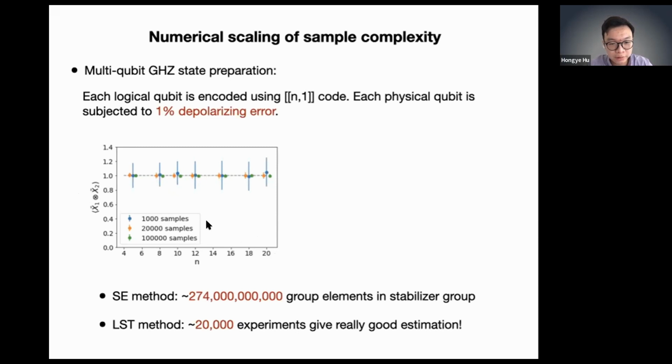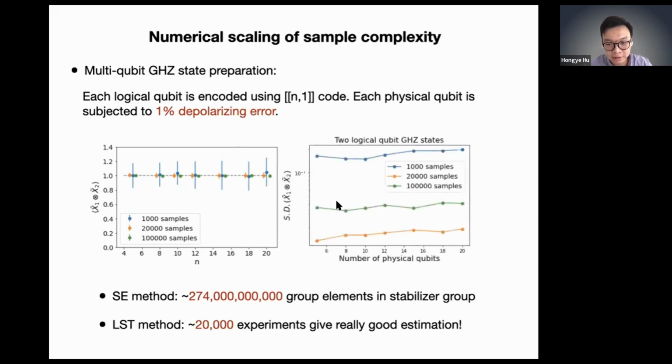However, with logical shadow tomography, we see that with 20,000 samples, this orange dot already gives us a really good estimation, and moreover, the error bar is really small. In addition, when we look at the error bar, we see the error bar actually doesn't grow if we increase the number of physical qubits in this embedding. And this error bar indicates the sample complexity of the method. So when we plot it, we see that in practice the sample complexity doesn't show a strong increase when we increase the number of physical qubits, which is really nice.